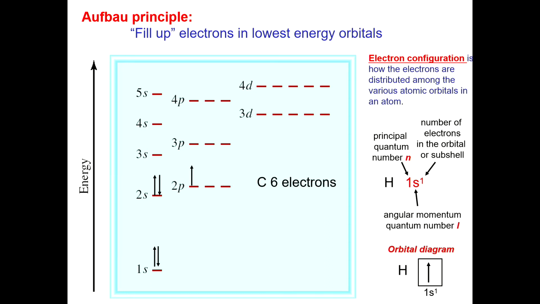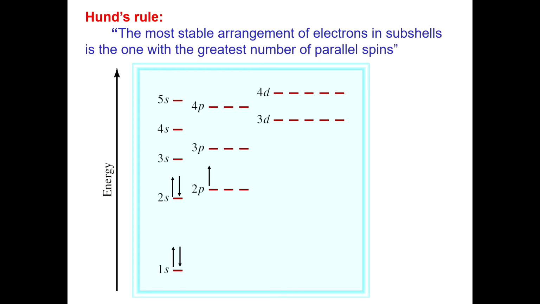Okay. Now the sixth, 2p2. So now the question is, should this electron stay in this orbital together with this one, or separate? Which way? Separate. Yeah, this is called Hund's rule.